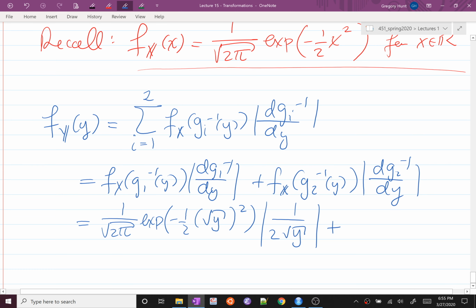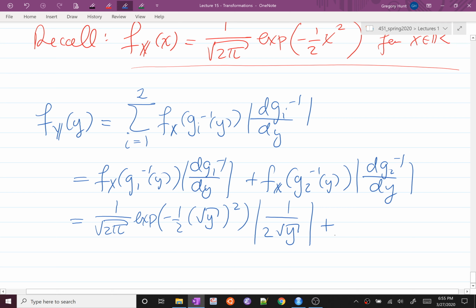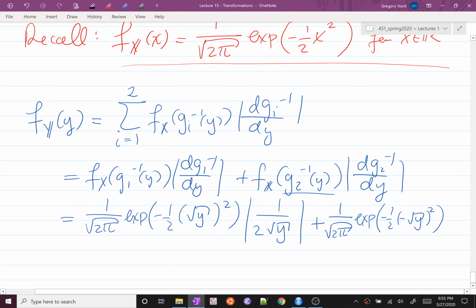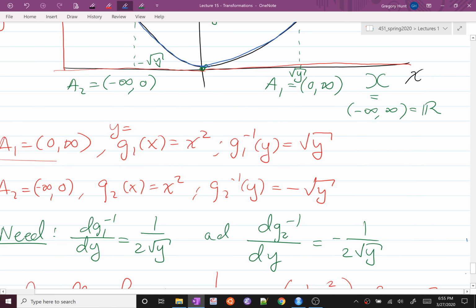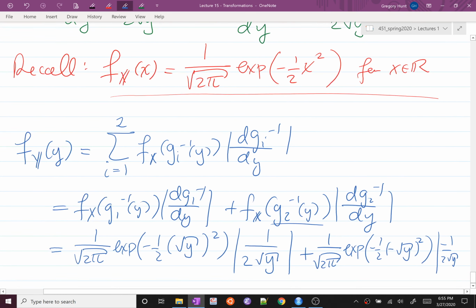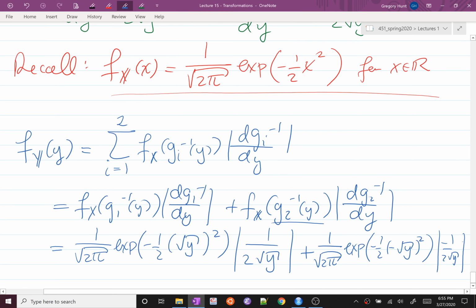And then for our second part, f of x is still 1 over root 2 pi, exp negative 1/2. Now we have g2 inverse is negative root y. Square that, and we multiply by negative 1 over 2 root y.